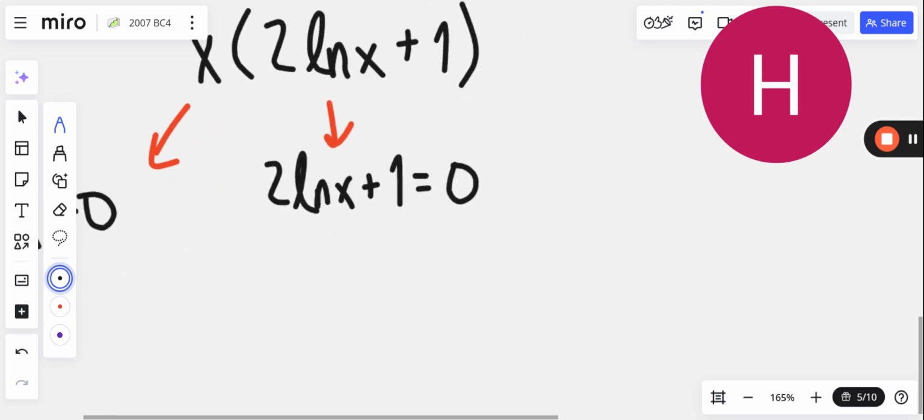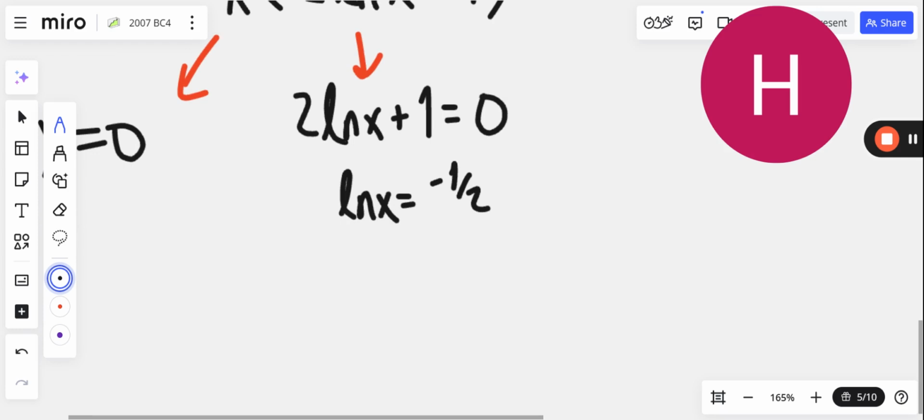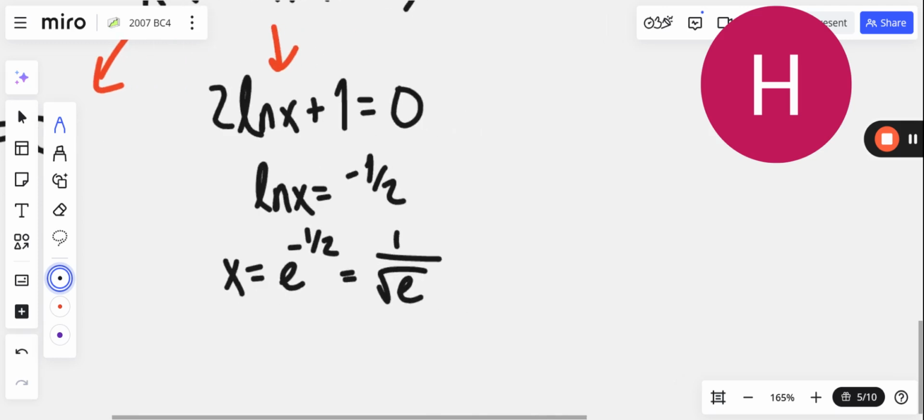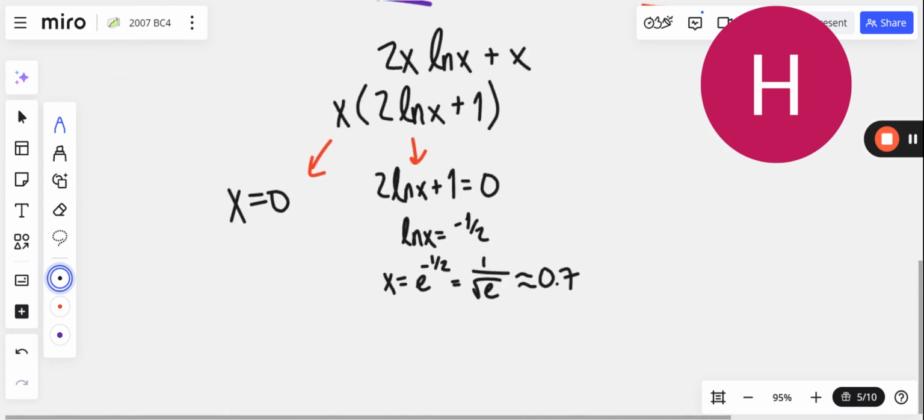2 ln of x plus 1 is equal to 0 whenever ln of x is equal to negative 1/2, which means x equals e to the negative 1/2, or 1 over the square root of e, which I'm not too sure of off the top of my head. I want to say that this is something like 0.7. Yeah, if I had to guess, it's something like 0.7. It's not particularly important, but it is slightly important.